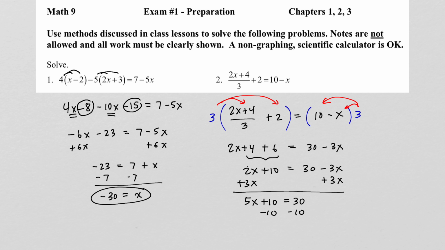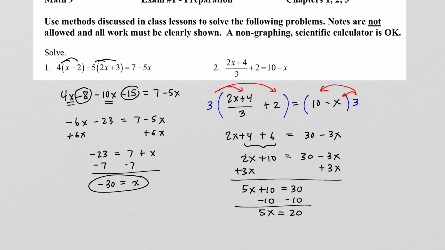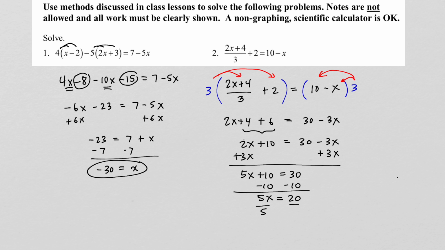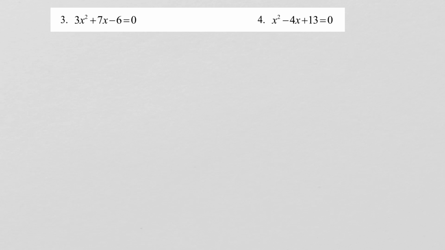Subtracting 10, and now we have 5x equals 20, and the final step is to divide both sides by 5, which gives us x equals 4. In the next equation, we have a quadratic equation. We can try to solve this quadratic equation here by factoring.